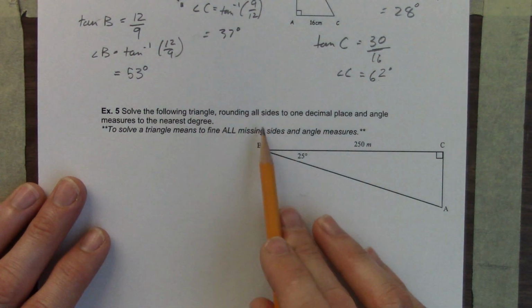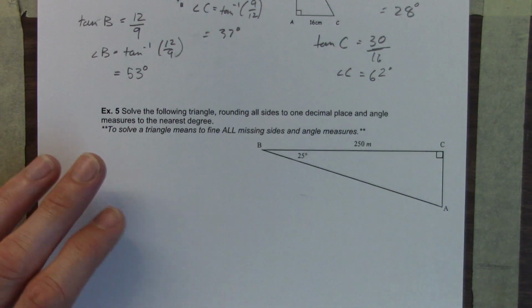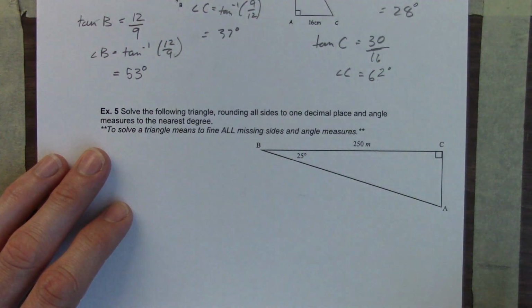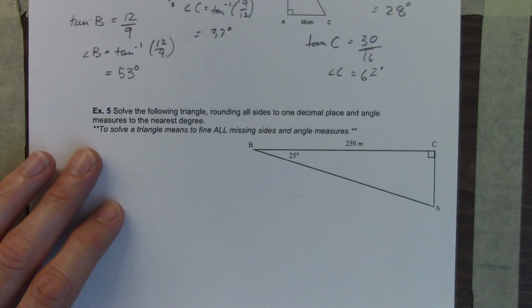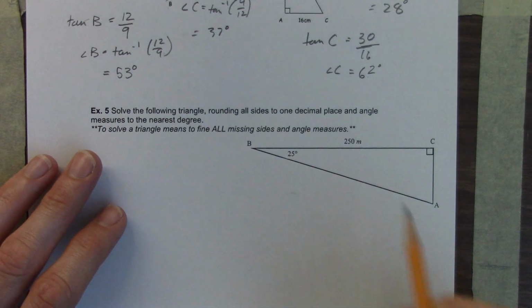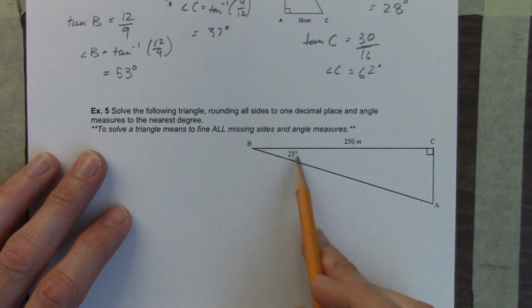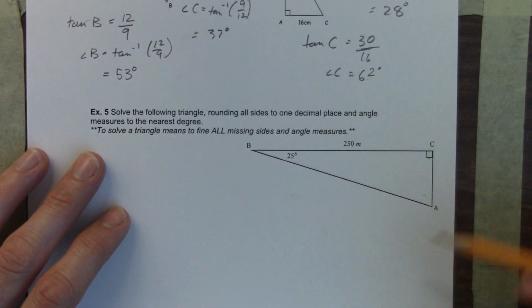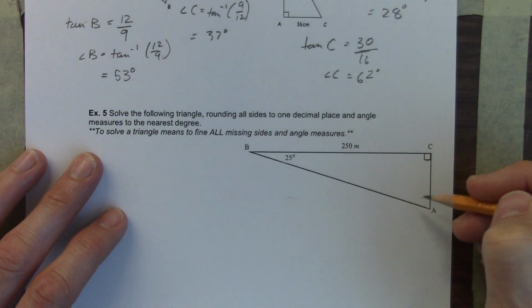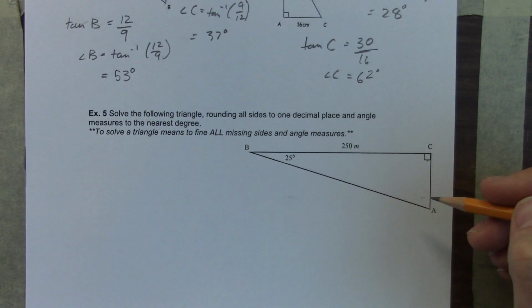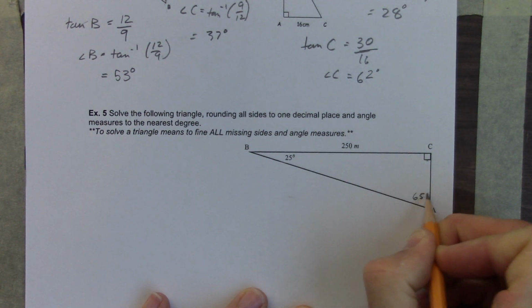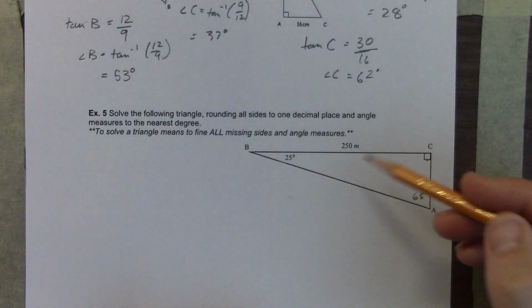Solve the following triangle, rounding all sides to one decimal place and angle measures to the nearest degree. To solve the triangle means to solve all missing sides and angles. So we need to find everything here. We only have one side length and one angle, and we have the other angle here. So if we have two angles, can we get this angle? Yeah. It's going to be 180 minus 90 minus 25, right? Okay, 65. We have all three angles and one side.